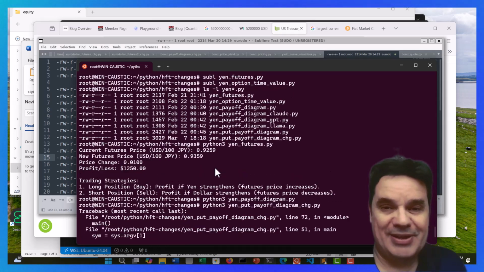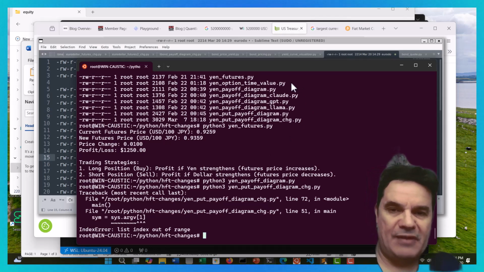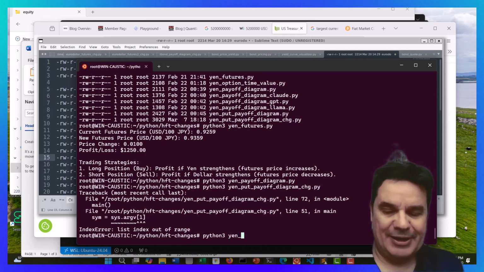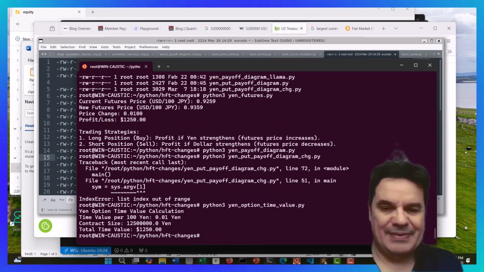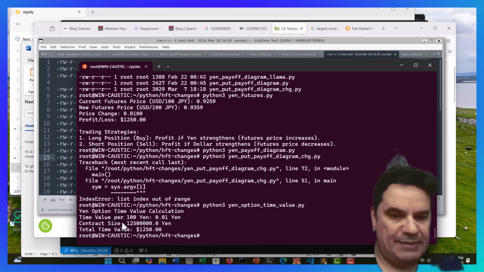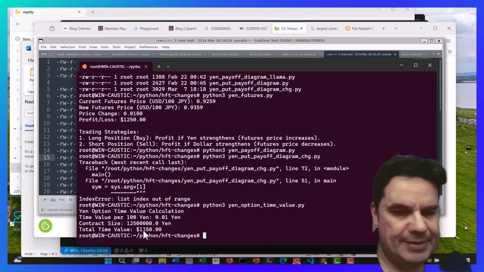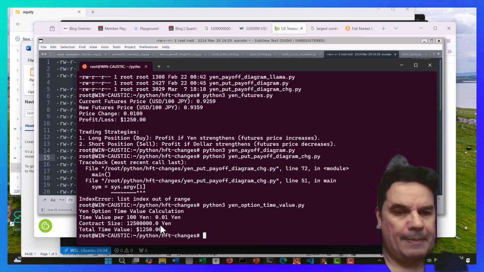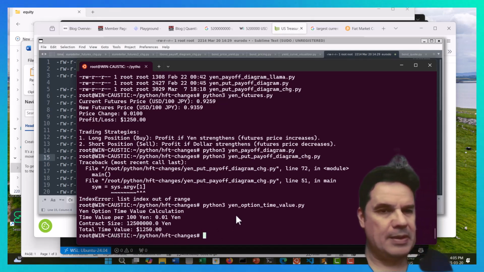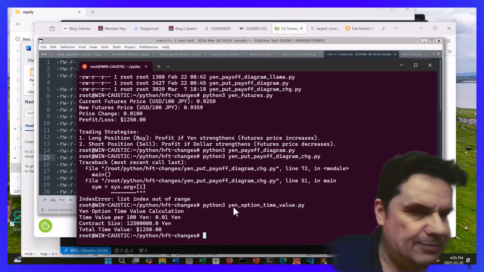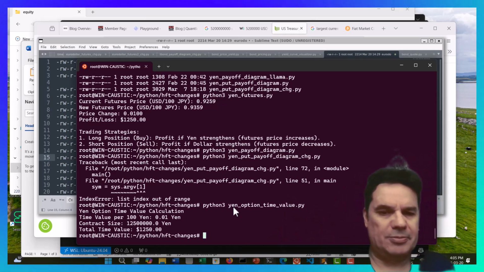Anyways, let me show you the time value on a yen contract. At least we can get that kind of running. There you go. If you have a time value per yen at 0.01, the industry standard for contract size on yen is 1.25 million, and then the total time value is 1250. So that will decrease over time towards the expiry on that option.